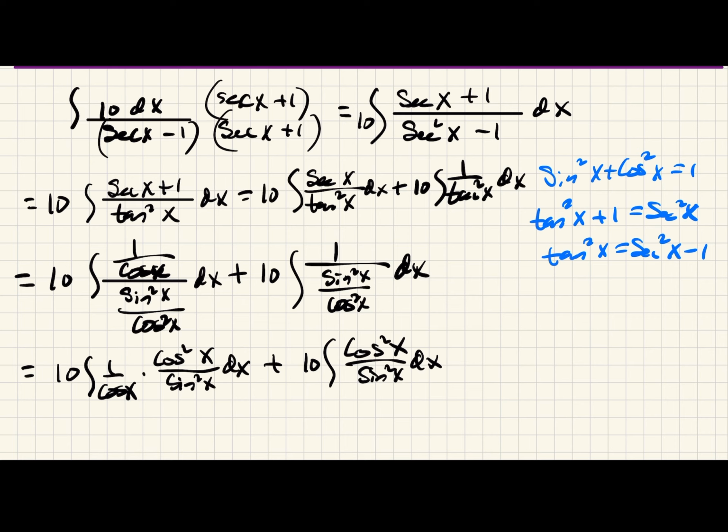Now, we have 10 times the integral of cosine x, and right now we're rejoicing, over sine squared x dx, right? Very simple u substitution because the derivative of sine is cosine. Oh, but our rejoicing stopped.